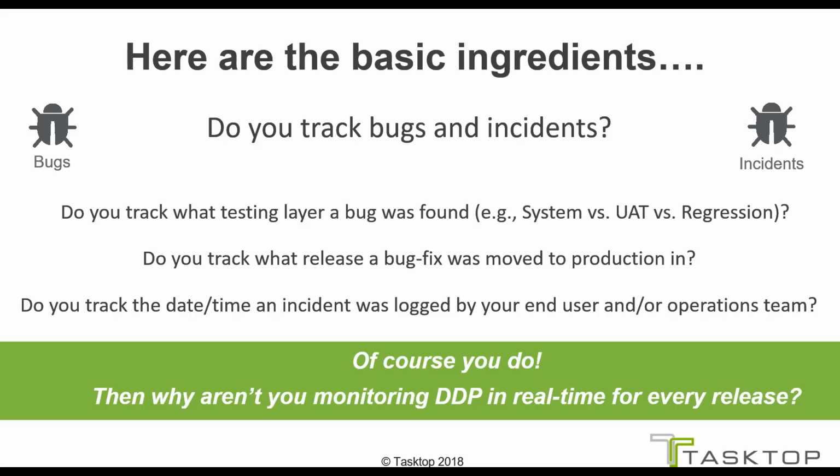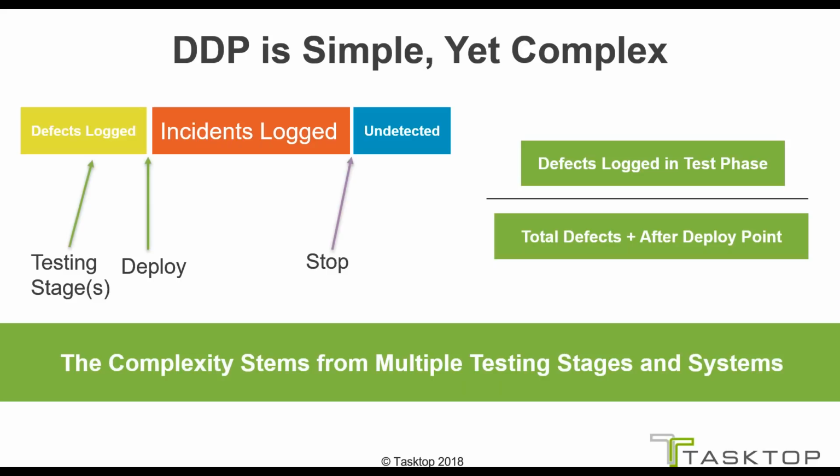Okay, so these are different things. Of course you do. Then why aren't you monitoring DDP in real time? This is probably the reason why, and I'm going to explain it here. So DDP, it's simple, yet it's complex. Here's what it is. For each testing stage, whether that be unit, system, integration, UAT, regression, you're logging defects, right? Eventually, you're going to deploy or release into your production environment.